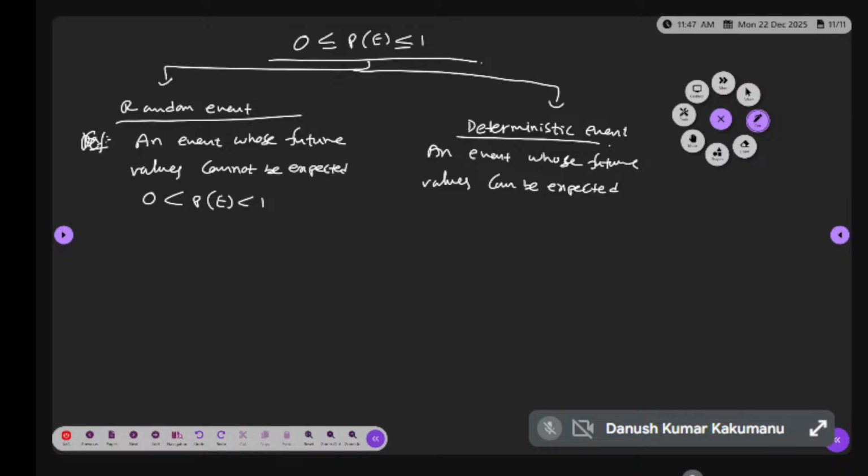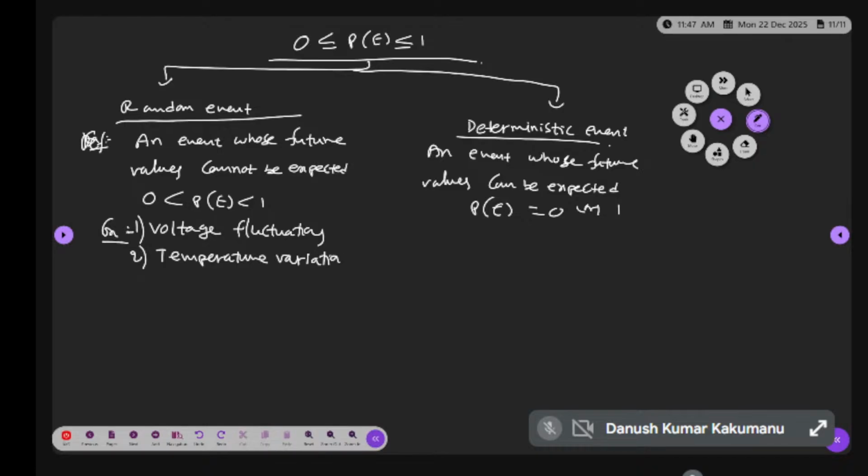For a deterministic event, what are the probability values? 0 or 1. Deterministic means whose future values can be expected. Random means whose future values cannot be expected. Example: voltage fluctuations, temperature variations.